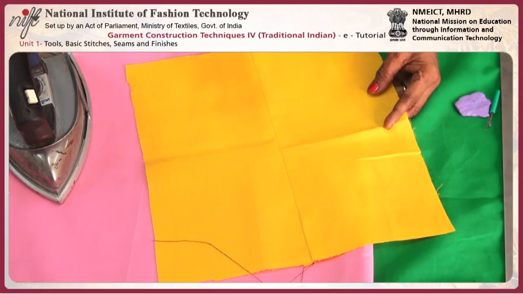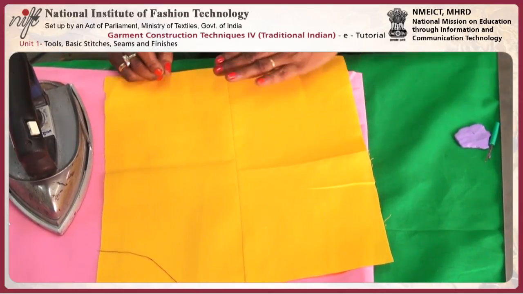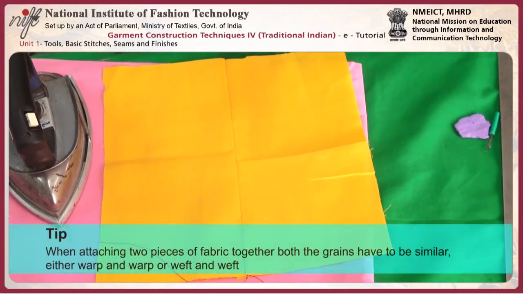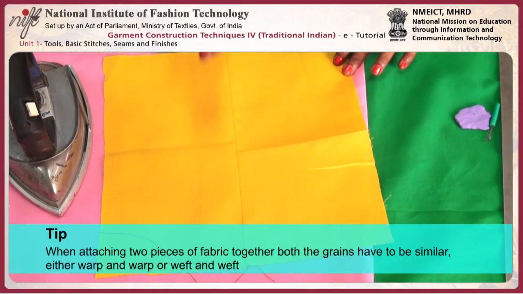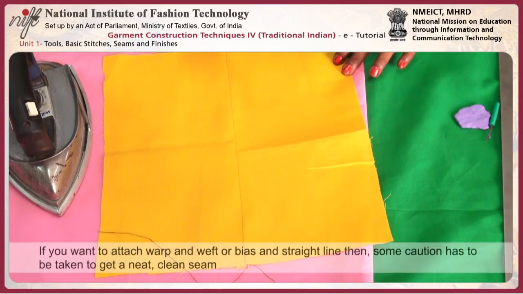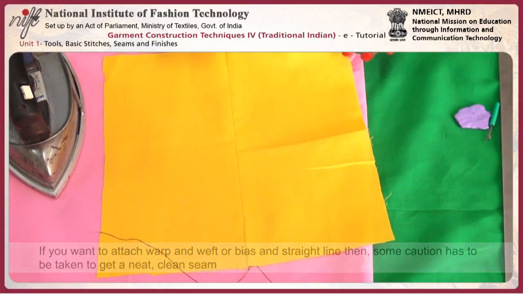When the bias piece and the straight piece, or otherwise, when the direction of both the pieces has changed, you should take caution for that. Otherwise, it will create puckering on one side and a flat surface on the other side. So when you are attaching two pieces together, both the grains have to be similar, either warp and warp, weft and weft, bias and bias. If you want to attach warp and weft or bias and straight line, then some caution has to be taken to bring a neat, clean seam.